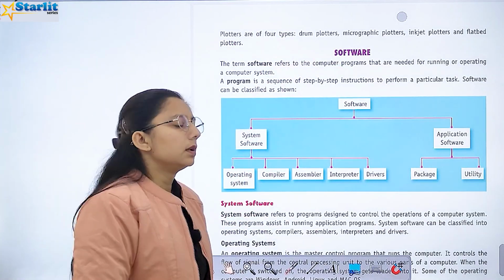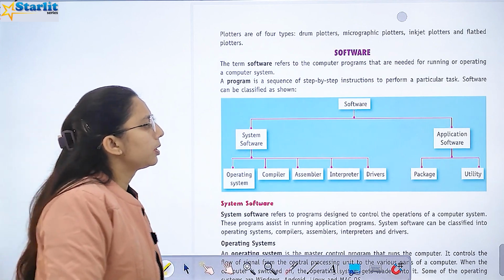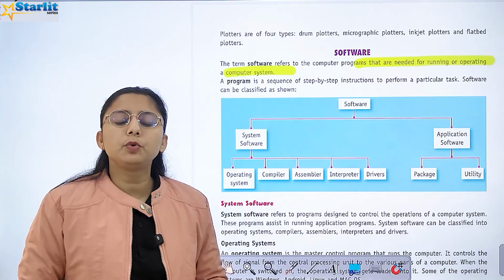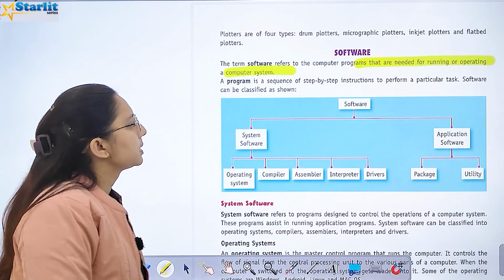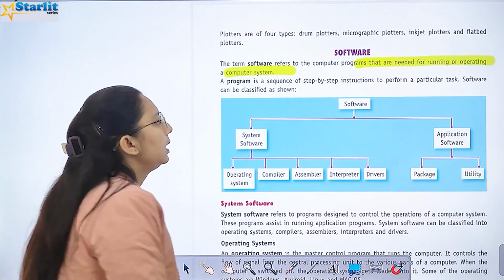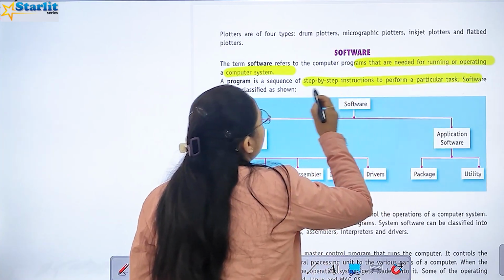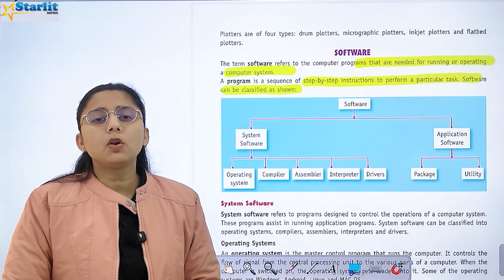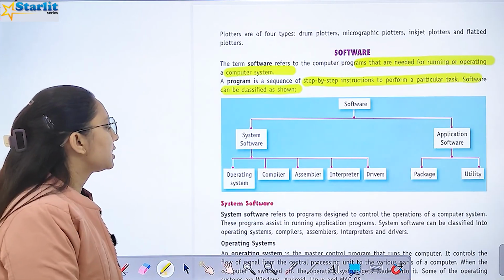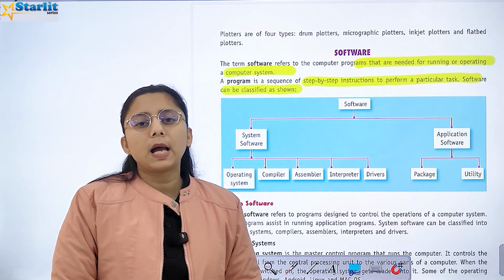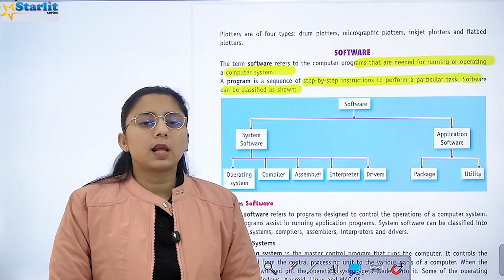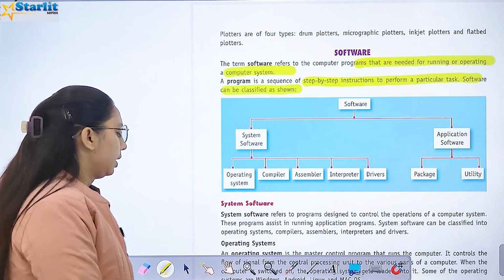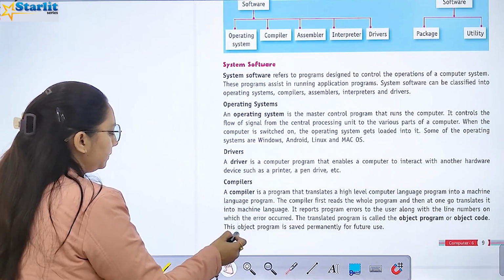Then we have software. Software refers to the computer programs that are needed for running or operating a computer system. जब आपको कोई भी computer program को run करना, operate करना है, तो आप इसका use करते हैं. What is program? It is a step-by-step instruction to perform particular tasks, and it is classified into two parts: system software and application software. So in system software, we have operating system, compiler, assembler, interpreter and drivers. And if we talk about application software, we have package and utility. Right?